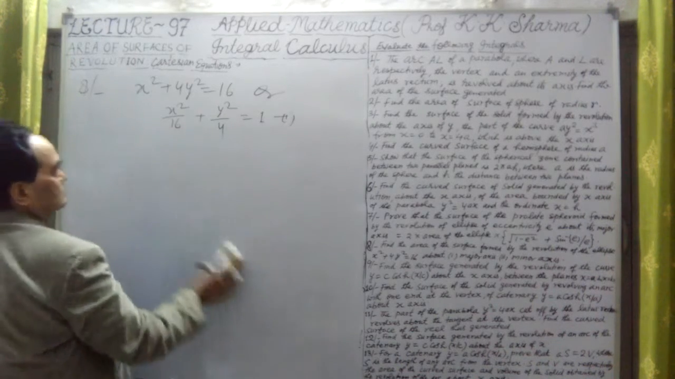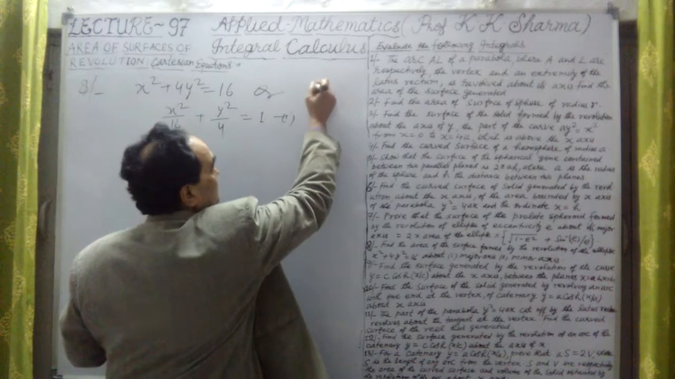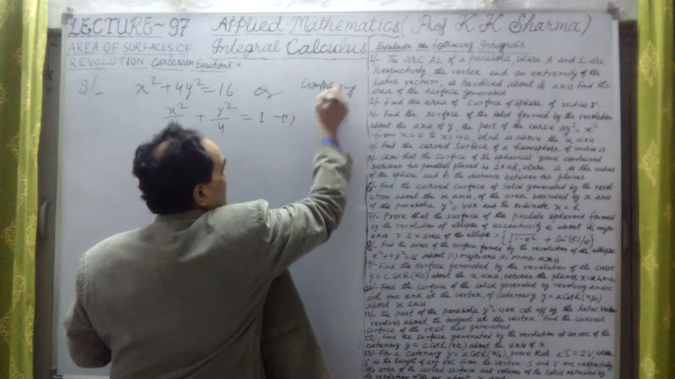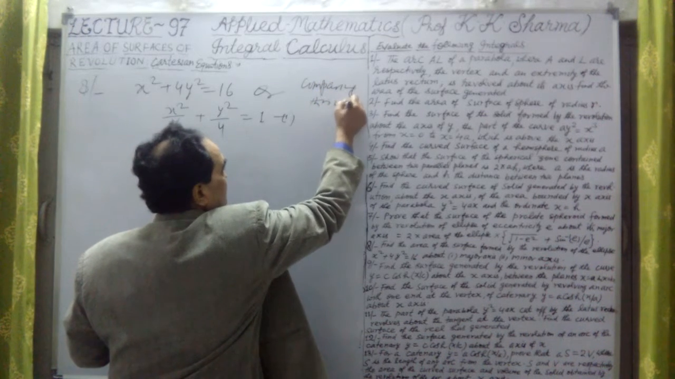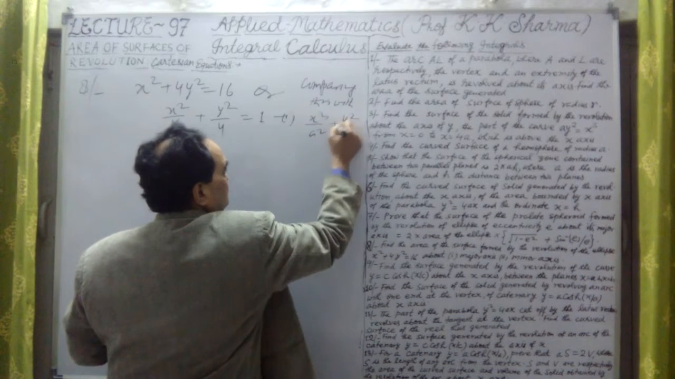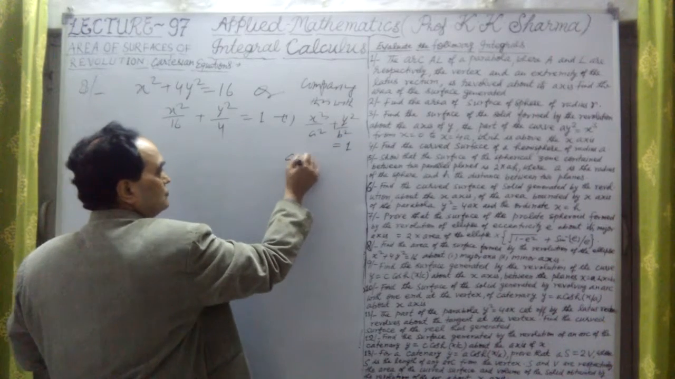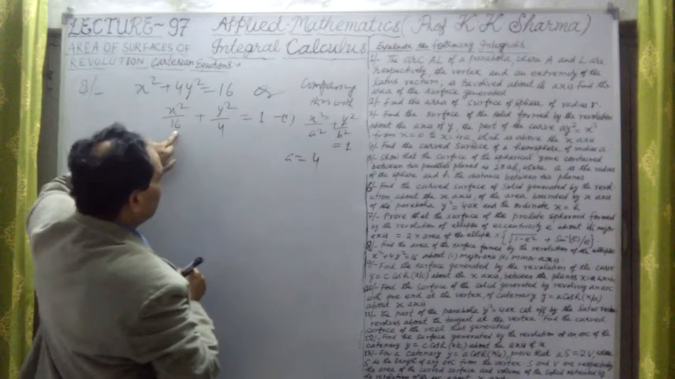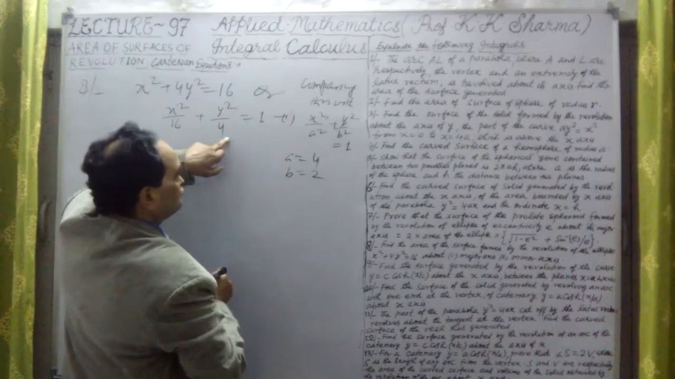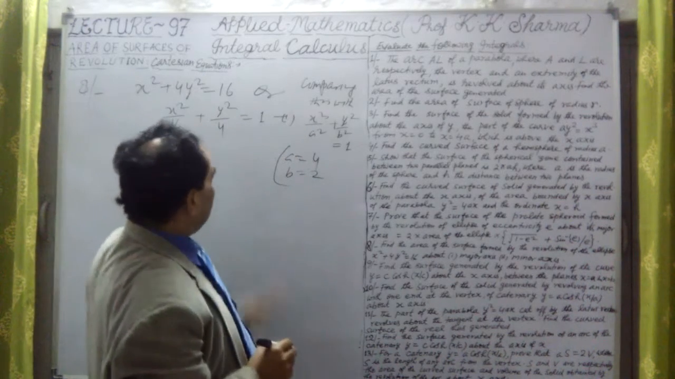Now if I compare this with x square upon a square plus y square upon b square, which is the standard form of the ellipse, so here a is equal to 4, because 16 is 4 square, and b is 2 because 4 is 2 square. So a and b are these. So this is the point here.